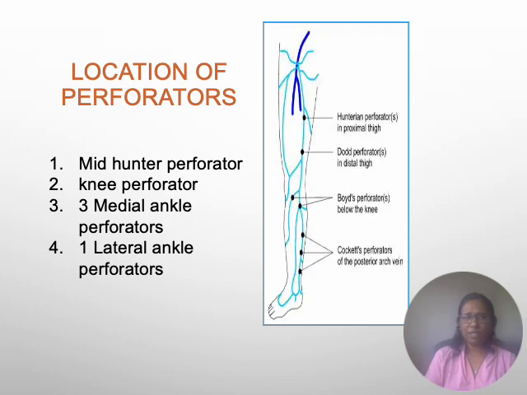Okay, fine, we have learned the location. So now let's see what they are communicating. The three medial ankle perforators communicate the great saphenous vein with the posterior tibial vein. Now the last perforator is the lateral ankle perforator. It is present on the lateral aspect of the ankle joint, just a little bit above the lateral malleolus. It communicates the small saphenous vein to the peroneal vein.